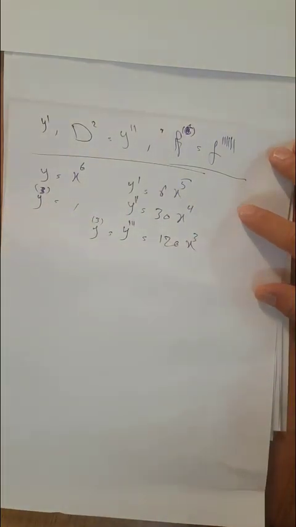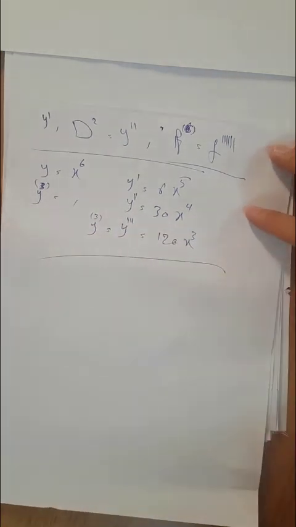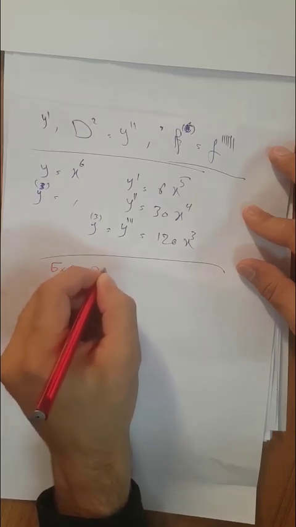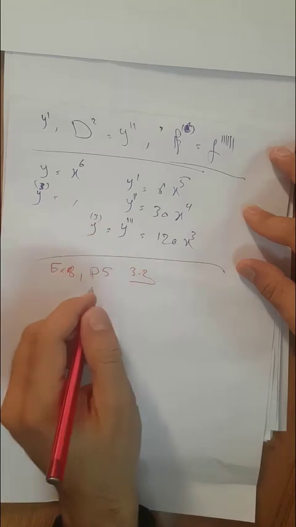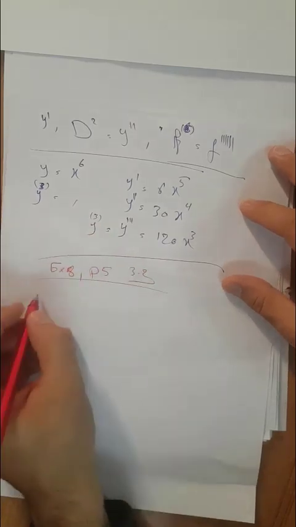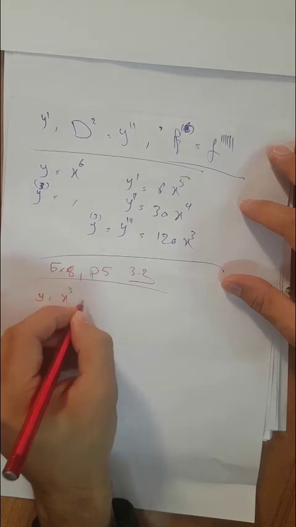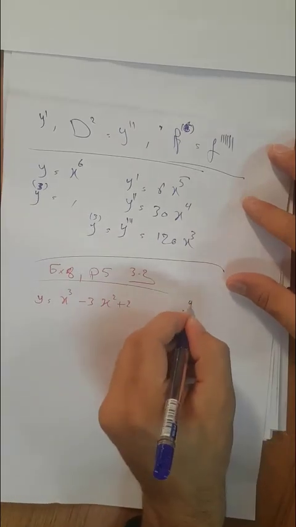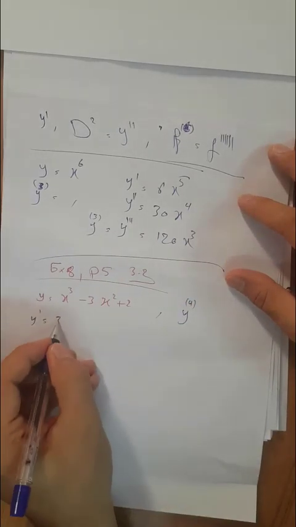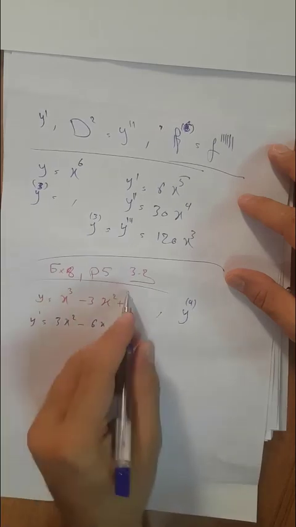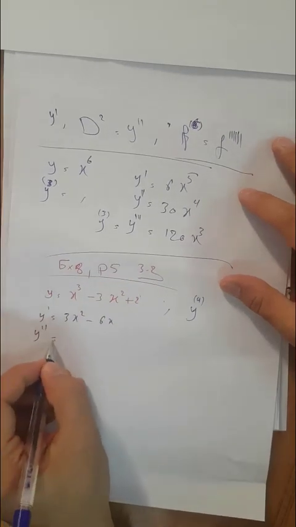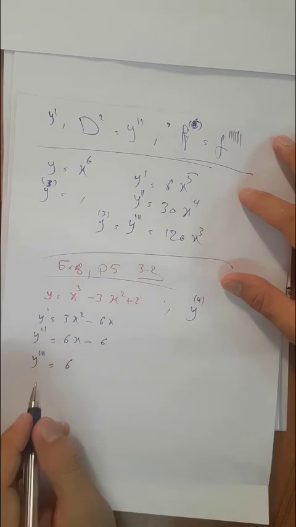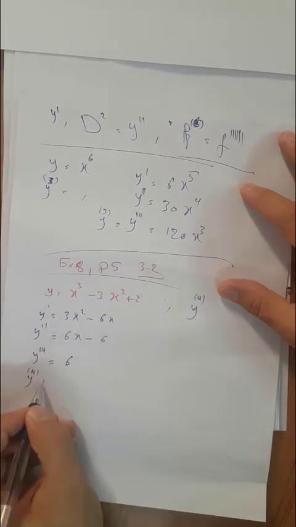Another example, example 8 in page 5, section 3.2. It says find y is equal to x to power 3 minus 3x squared plus 2, find y superscript 4. Now y prime is equal to 3x squared minus 6x, and you know the constant will be 0. The double prime is equal to 6x minus 6, and the triple prime is equal to 6, and the fourth is equal to 0.